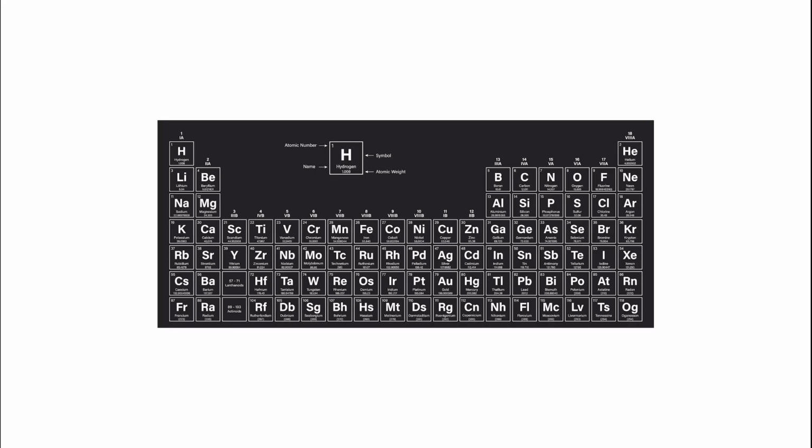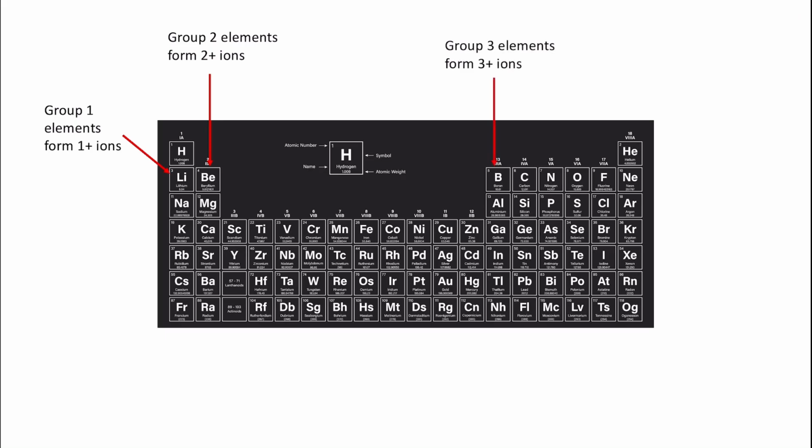When you look at the periodic table, you can predict what type of ion the different elements will form. So group 1 elements all have one electron in their outer shell. So all group 1 elements, which are metals, tend to lose one electron to give you 1+ ions. Group 2 elements all have 2 electrons in their outer shell, and they lose these 2 electrons to give you 2+ ions.